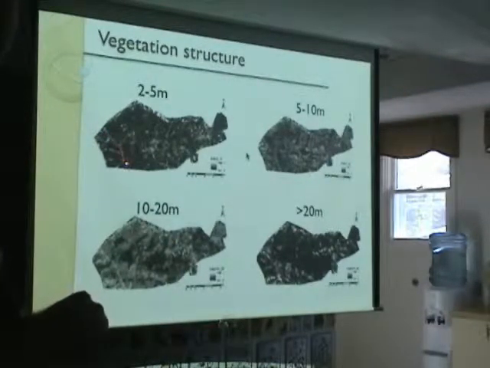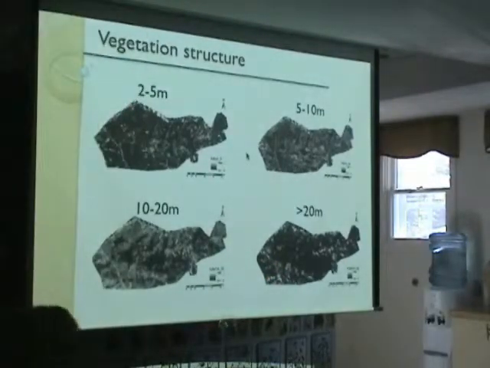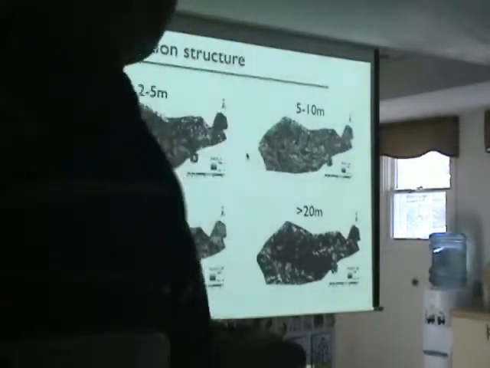You can see these are also the river streams, so you can get an idea that once you get to 20, there's only really these riparian zones that have some trees high, some structure above 20 meters.